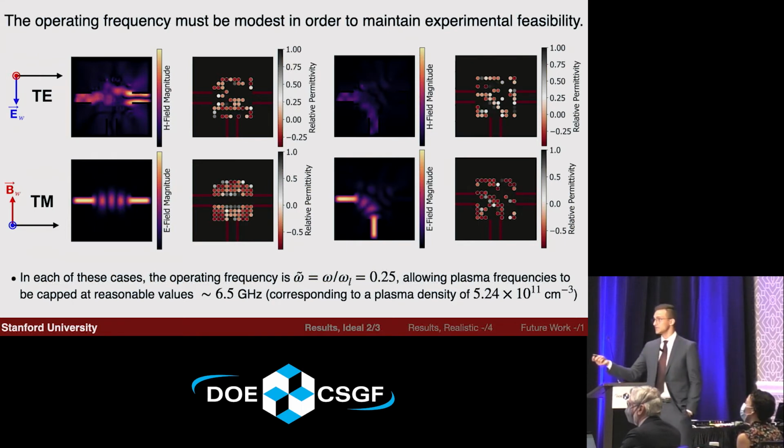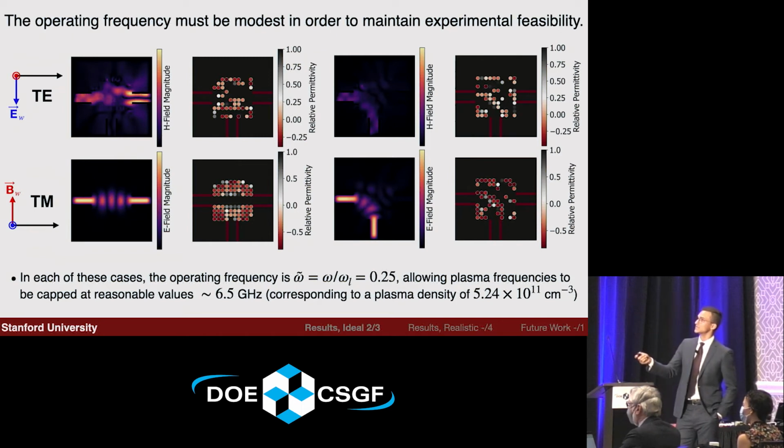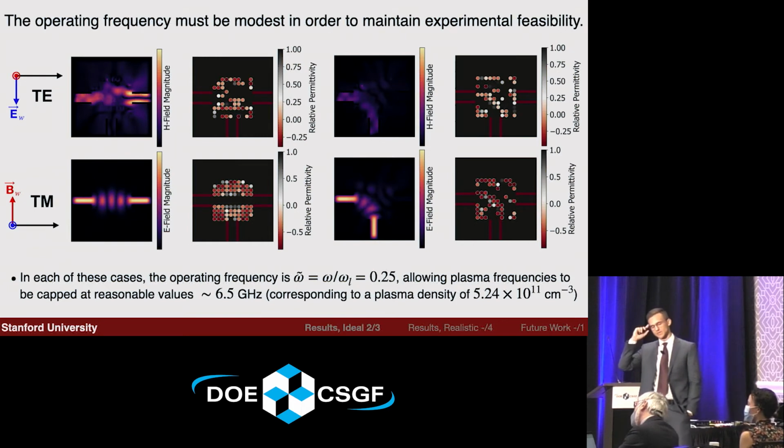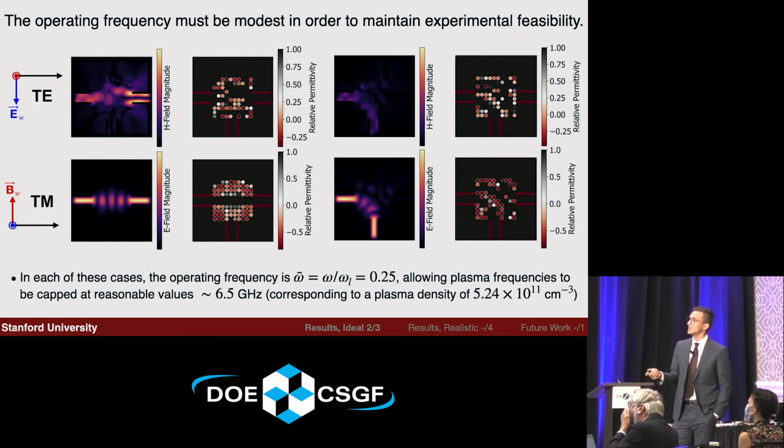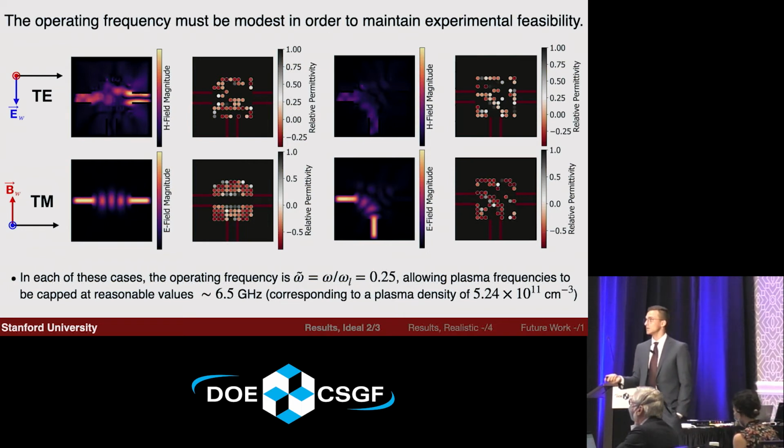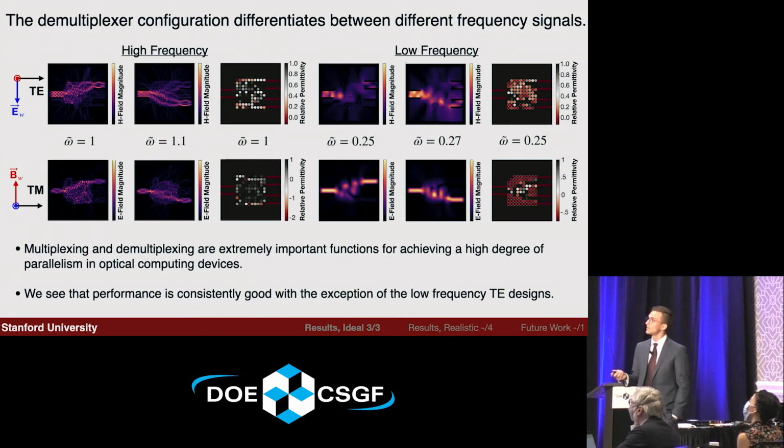were low. And in each of these cases, with the exception of the TE cases, which do struggle, and we can talk more about why they struggle if you are curious later during the question period, especially in the TM case, they perform really well, and in all these cases, the plasma density is extremely reasonable. So this was encouraging, and then the demultiplexer also did very well in all cases except for the low frequency TE case.